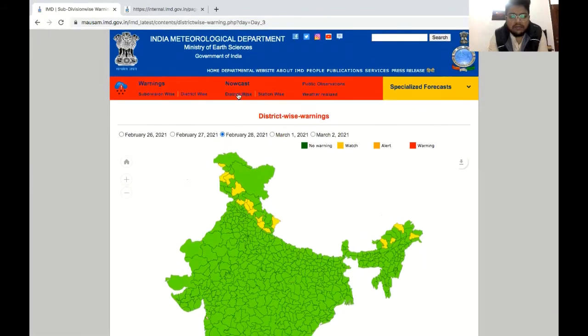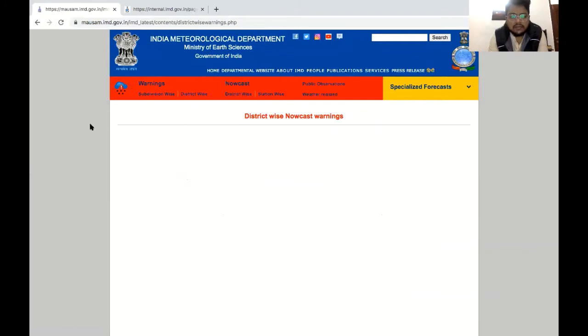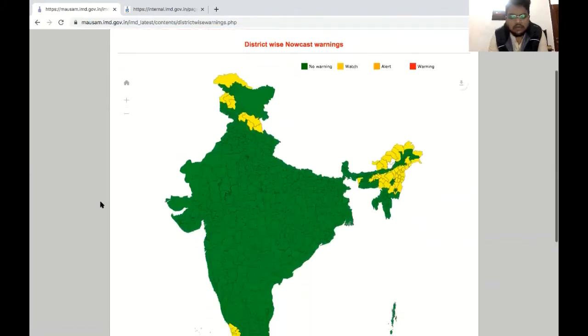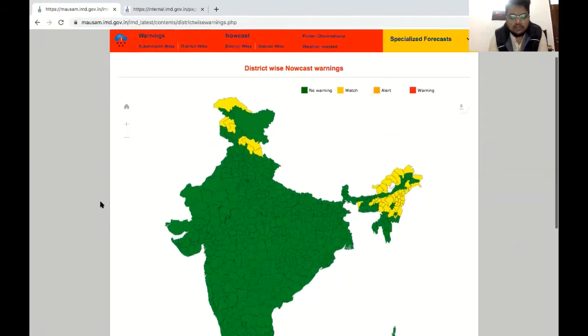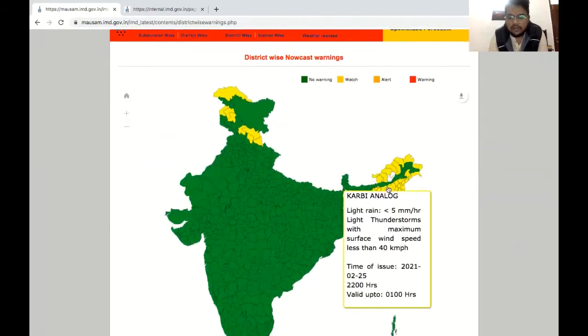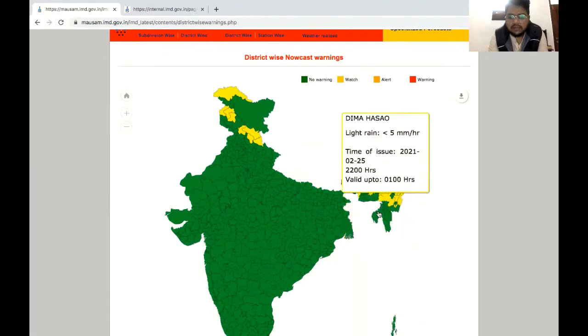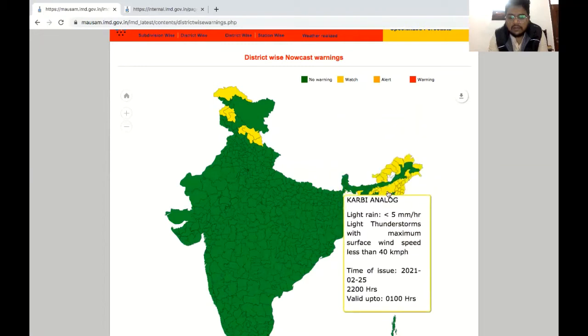Nowcast is a bit different from warnings, as it is what is going to happen in the next few hours or an hour. So this is what the condition is going to be in an hour or so. For example, Karbi Anglong, which is a district in Assam, these are the conditions that are going to be prevailing. So light rain, light thunderstorms, maximum wind speed of around 40 kilometers per hour.